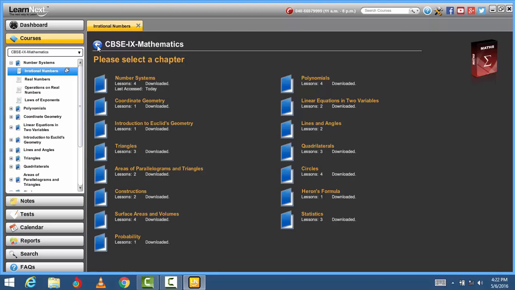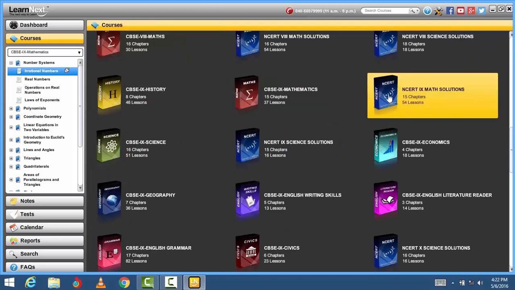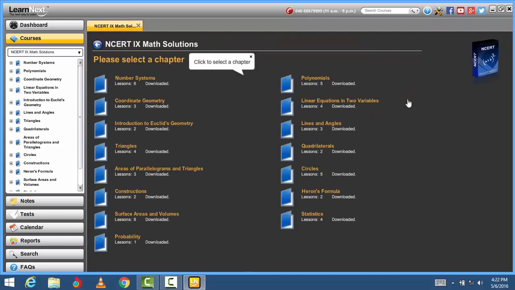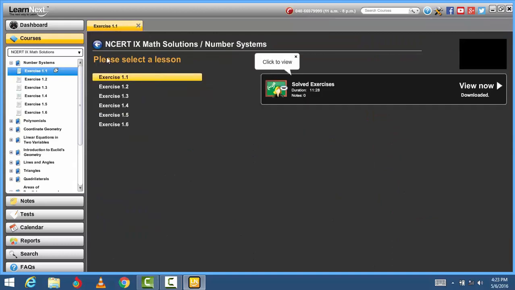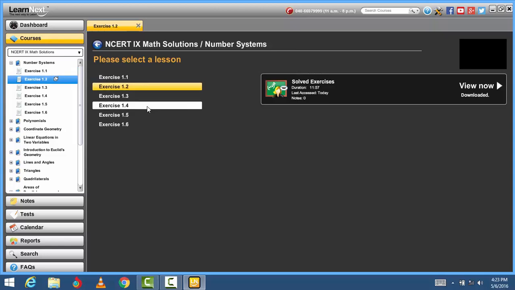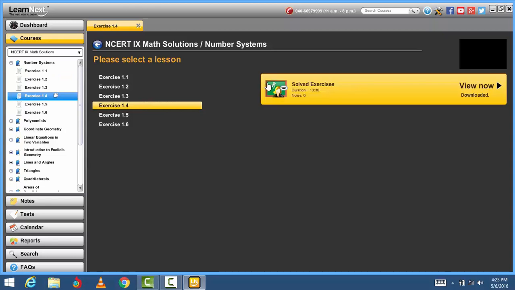Similarly, all your math chapters are here. Here is the explanation of the chapters. Apart from this, there is another folder for the math, that is math solutions. Clicking here, the same chapters will be there. We were going through this chapter. Behind this lesson in your book, these are the exercises. You may choose any of the exercises. For example, 1.4, clicking here, this is the first question.